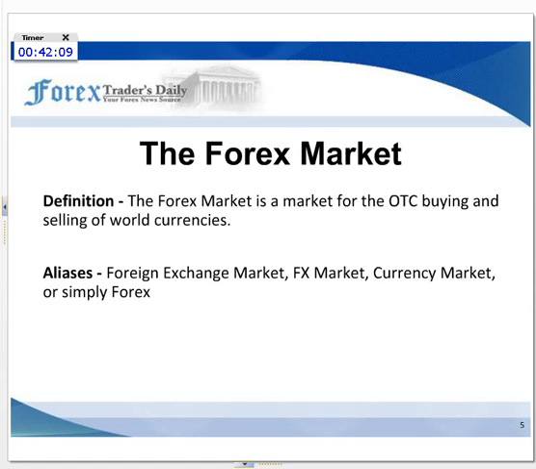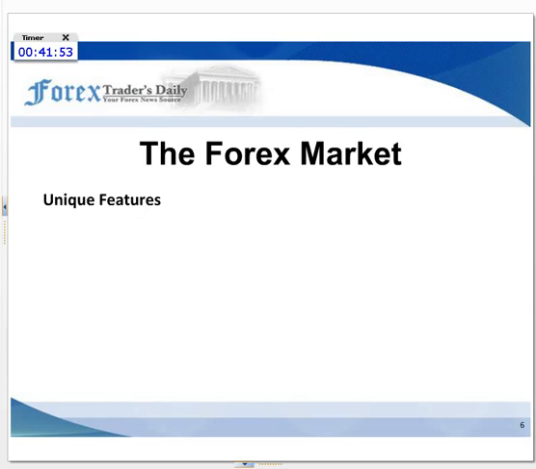First off, just so you know, Forex is a shorter way of saying foreign exchange. Simply put, it's an over-the-counter market specifically for buying and selling of world currencies. And the Forex market remains a unique market, different from the stock market for a few main reasons. Let's talk about some of the unique features.